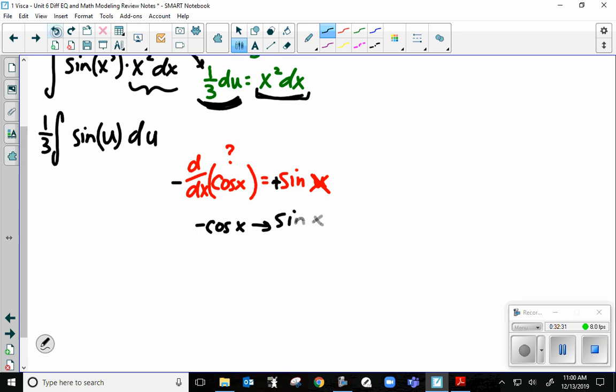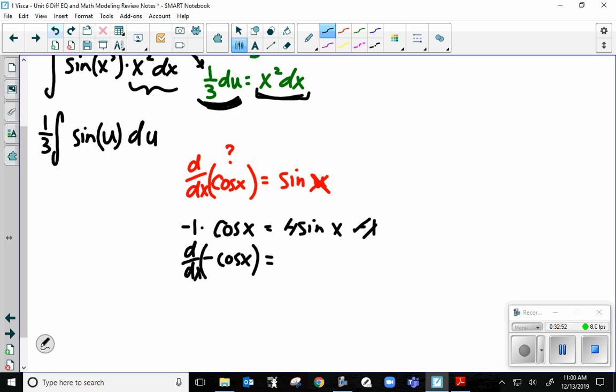Let me explain that one better way. The derivative of cosine of x is negative sine of x. But I want a positive sine of x here, right? So if I multiply this by -1, what I do to one side, I got to do to the other. So the derivative of negative cosine of x would give you a positive sine of x, okay?